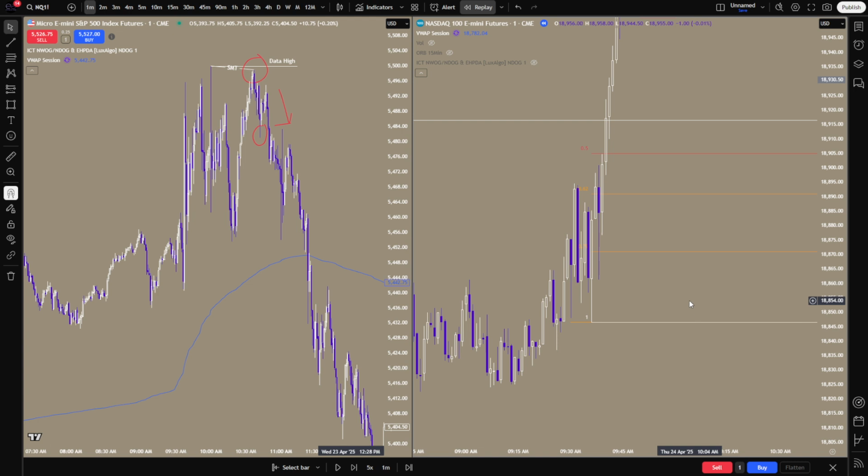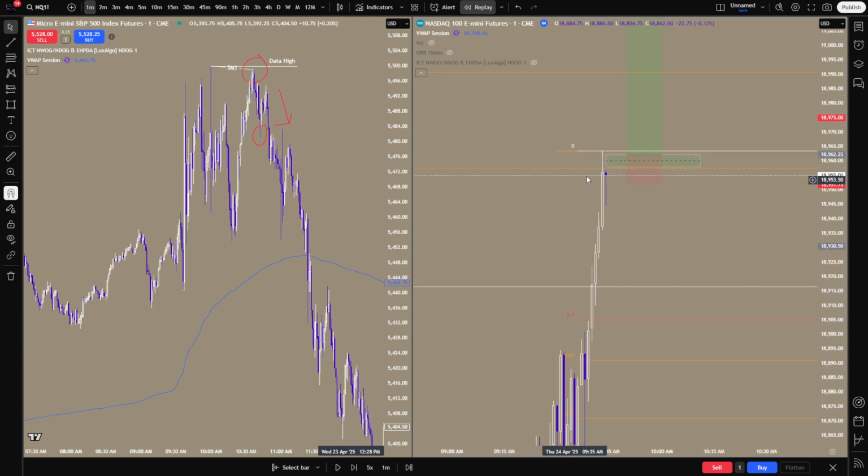We didn't really have any iFVGs. There was nothing that we could have taken a GUI model off of. That's when we have to wait for the ORB breakout up here to take the longs, right? Yeah, that is just a straight ORB trade right there, 100%. Yep, and today was a GUI model. Yes, so GUI model combined with SMT.